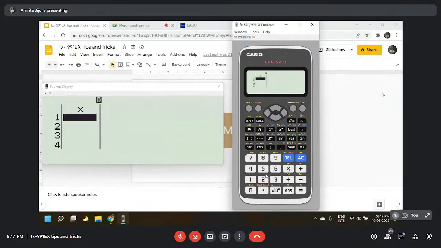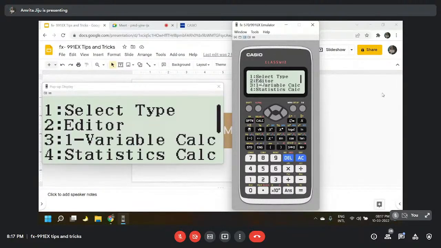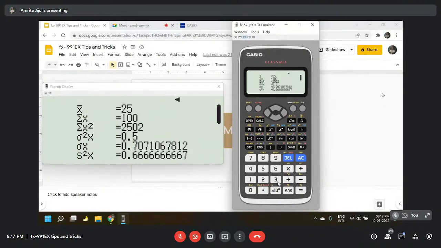You just enter some random numbers, say 24, 25, 26, 25. Okay, yeah, that's enough. You just go to options and you can find the one variable calculator. You just hit 3. You can find mean, median, summation, mode, standard deviation, etc.